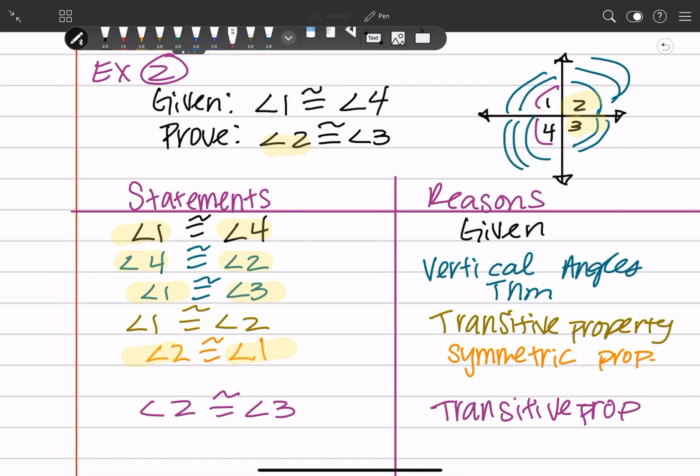Now say you were doing it with substitution. Angle 2 is congruent to angle 1. This is where we last left off. Well, you'll remember that angle 1 is congruent to angle 3, which means I can drop that angle 3 in there because they are congruent to each other. And you can say angle 2 is congruent to angle 3 using substitution. I would take either of those two.